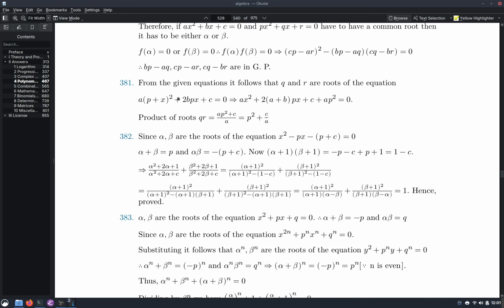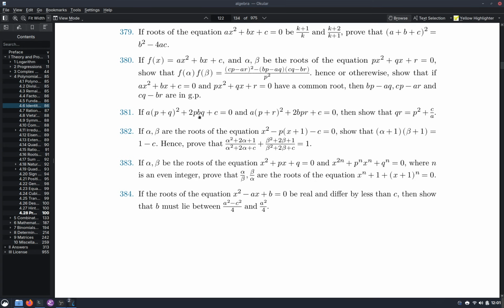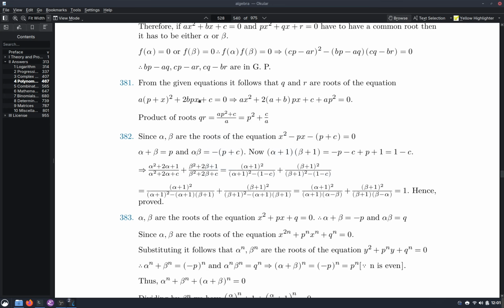So if you look at the equation a(p+x)^2 + 2bpx + c = 0, then q and r will be roots of this, because if you replace x by q here and x by r over here, then these equations will come. So we expand the first term and it becomes x^2 + 2(a+b)px + c + ap^2 = 0. Now the product of roots is given by qr = (ap^2 + c)/a, which is equal to p^2 + c/a.